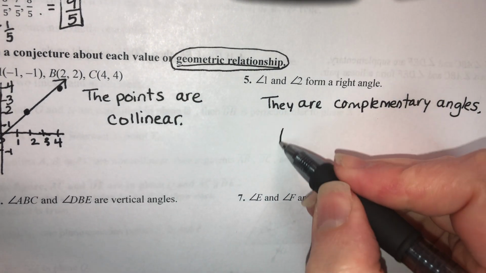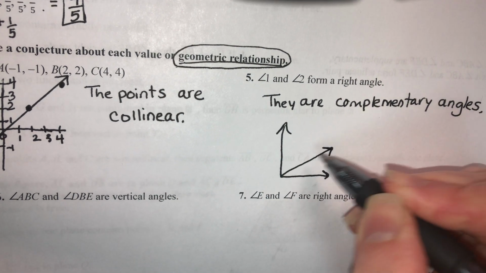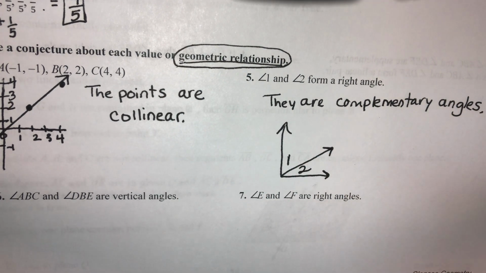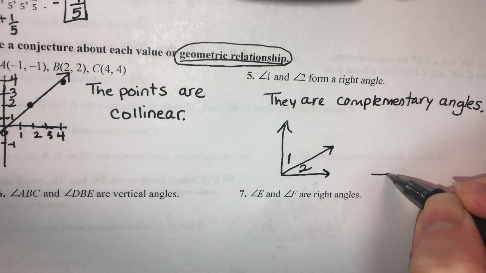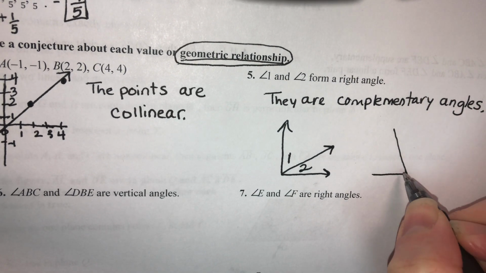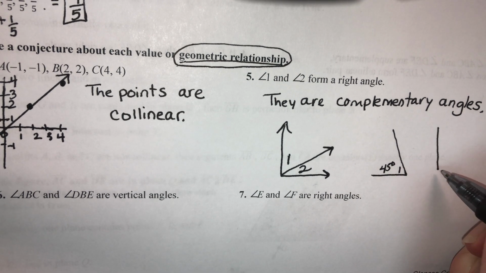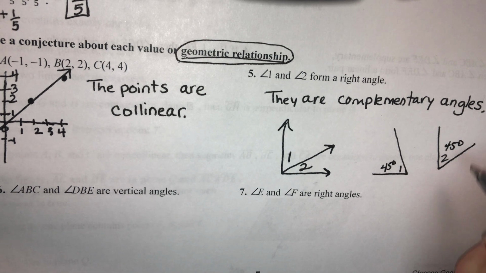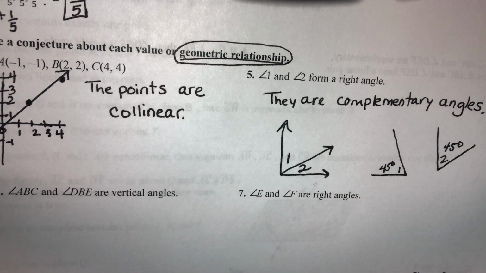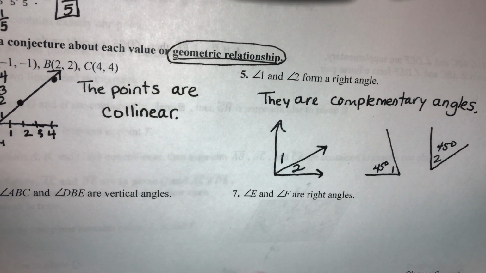So they could be connected at a 90-degree angle, like say this is angle 1 and this is angle 2. Or it might just be that, say, angle 1 is 45 degrees and there's another angle over here, angle 2, that's also 45 degrees. Those would also still be complementary angles even if they were not connected, adjacent to one another.